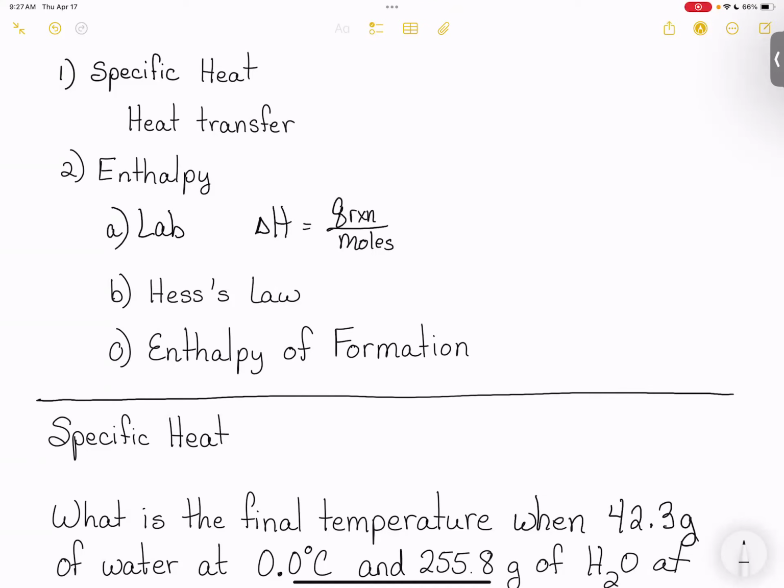As we go through these last two today, we're going to talk about exactly what enthalpy means, and we're going to talk about the data, the meaning you can draw from your answers. So let's get started into specific heat.